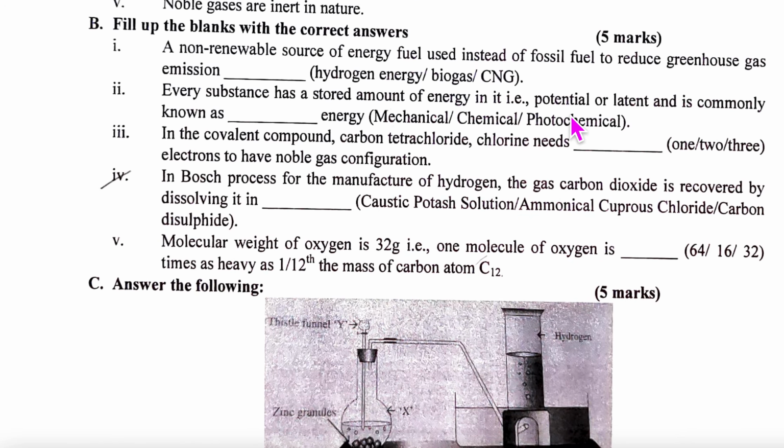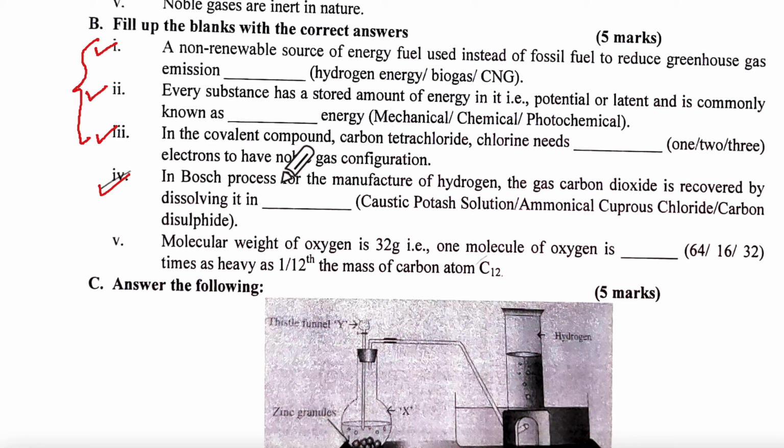We come to B. Fill up the blanks with correct answers. Which chapter is this? Tell me. Atmospheric pollution. This you do on your own, okay? This is all learning work. This is simple. Then Bosch process.